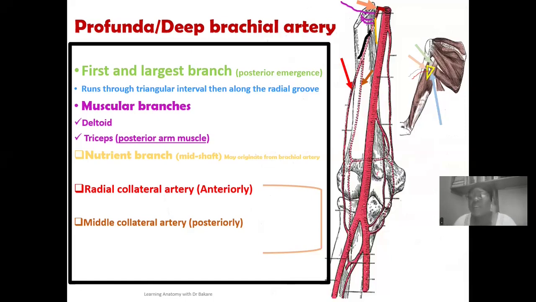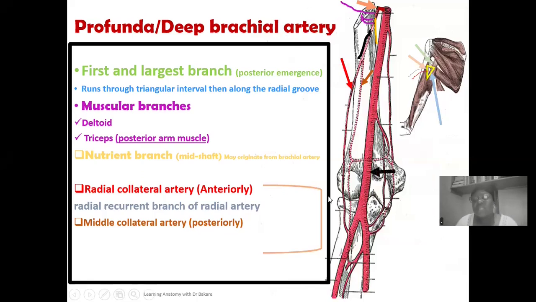So for the radial collateral artery, it is radial because it will be creating a collateral or anastomotic network with branches from the radial artery. So this is why it is referred to as the radial collateral artery. So let's see how this will be unfolded.